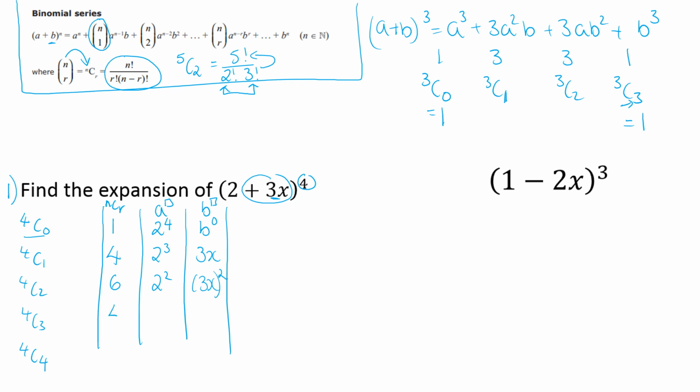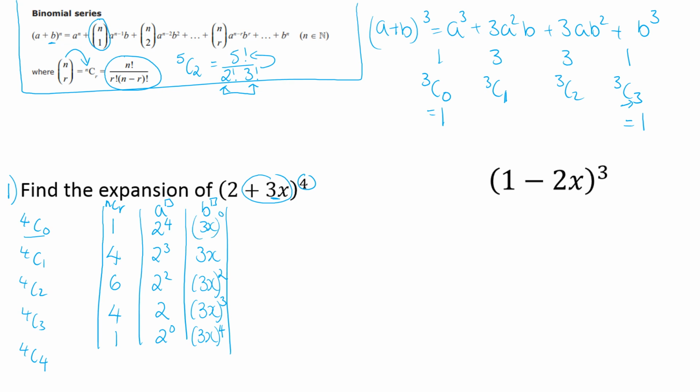And then we're going to have 4, 2 to the 1, (3x) all cubed, and then again we're just going to have our 1, 2 to the 0, and then (3x) all to the 4. I wrote b then, it should have been really (3x) to the 0.